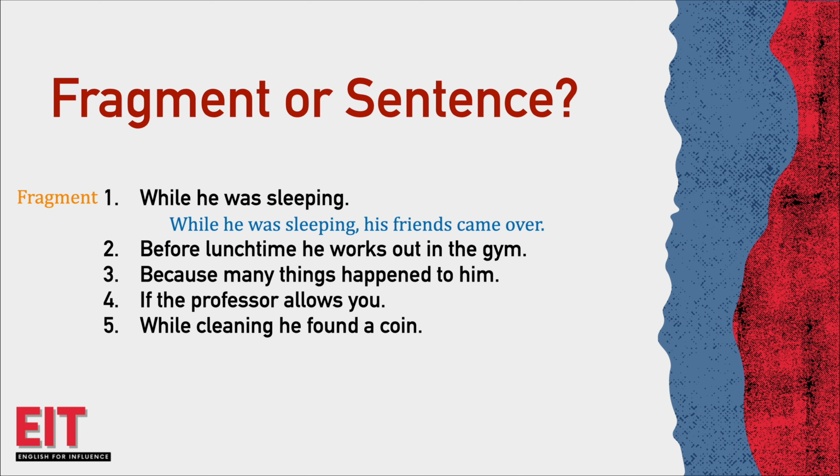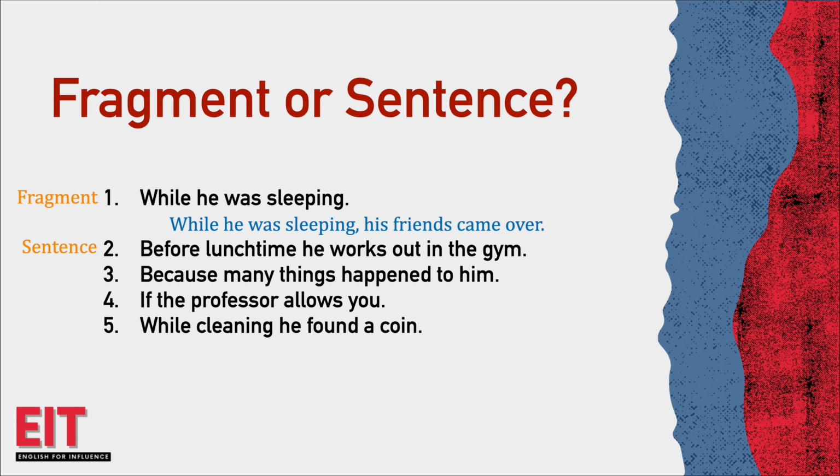Okay, let's go to sentence number 2. Before lunchtime, he works out in the gym. Subject, yes. He. How about verb? Works out. Does it have a complete thought? Yes, it does have a complete thought. Therefore, sentence 2 is a true sentence, a complete sentence.